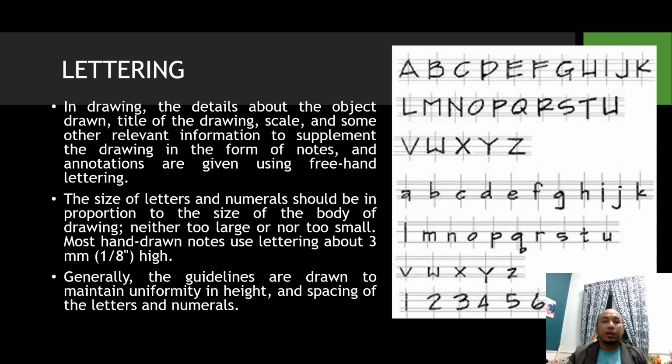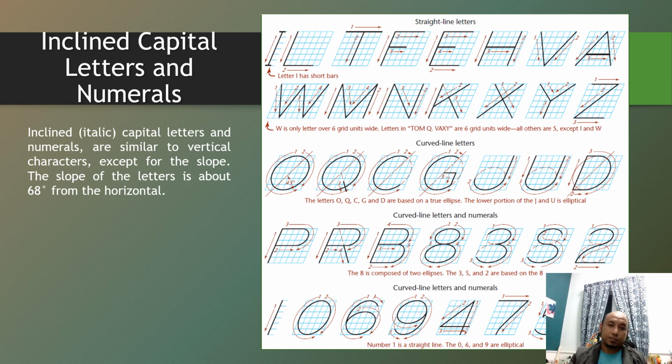Okay, so we go to the lettering. So this is the lettering. Inclined or italic capital letters and numerals are similar to vertical characters except the slope of the letter is about 68 degrees from the horizontal. So if we use italic, the italic leans a little, and the slant is 68 degrees from the horizontal.